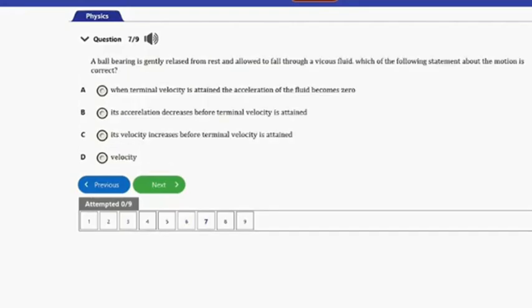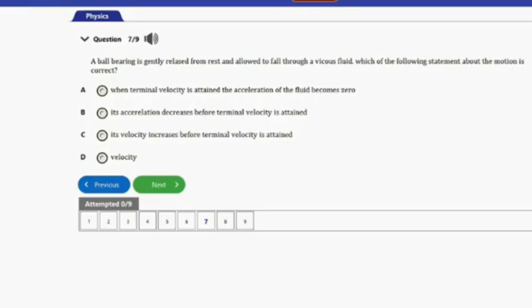The next question is question number 7. It says, a ball bearing is gently released from rest and allowed to fall through a viscous fluid. Which of the following statements about the motion is correct? A. When terminal velocity is attained, the acceleration of the fluid becomes 0. B. Its acceleration decreases before terminal velocity is attained. C. Its velocity increases before terminal velocity is attained.